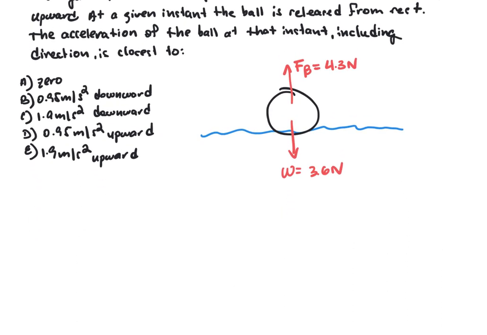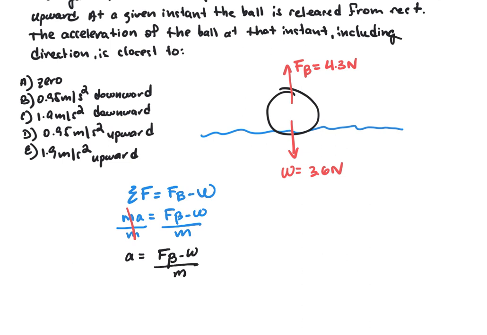All right, so for this question, just write out the summation of the forces, which is FB minus weight. So summation of forces is going to be the mass times acceleration, FB minus weight, and then they want the acceleration. So just basically isolate A by dividing by M. So acceleration equals FB minus weight over M.